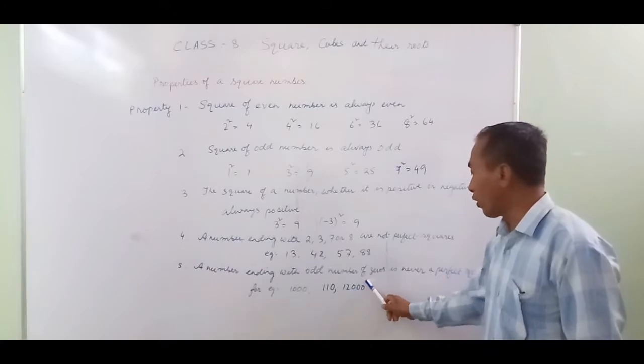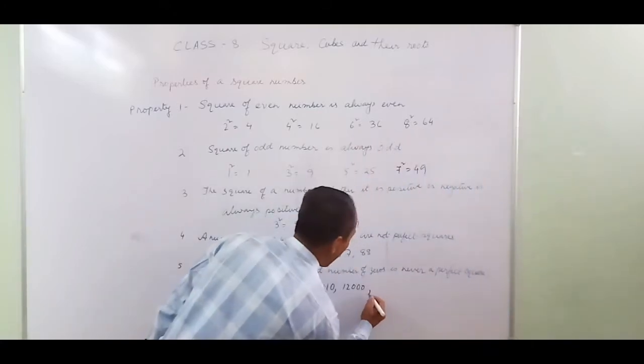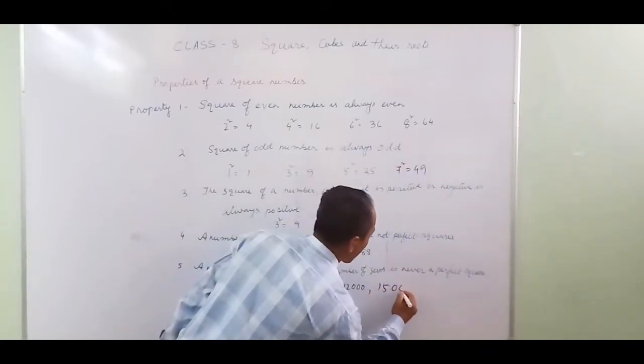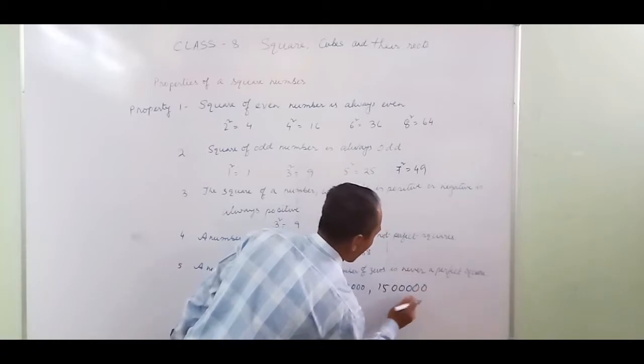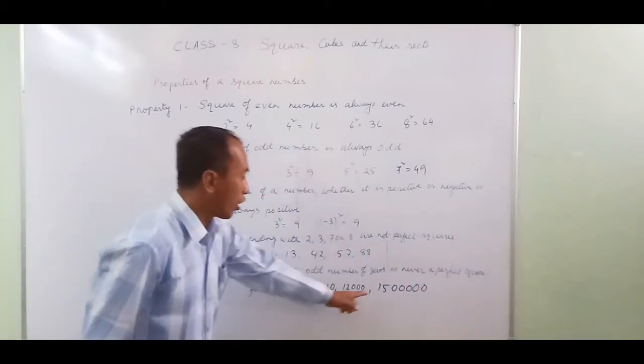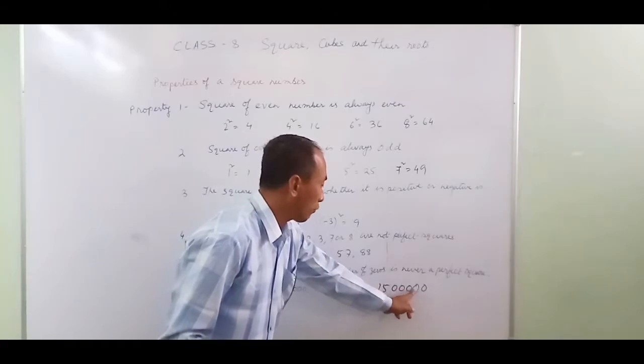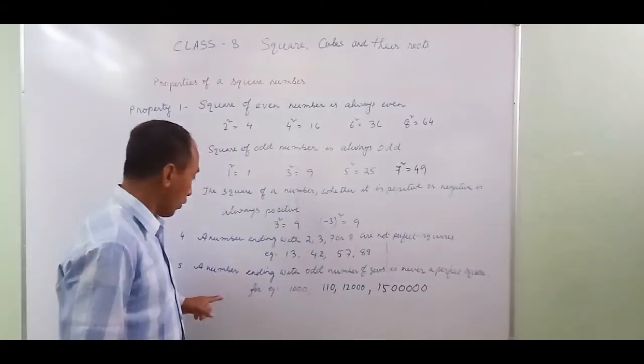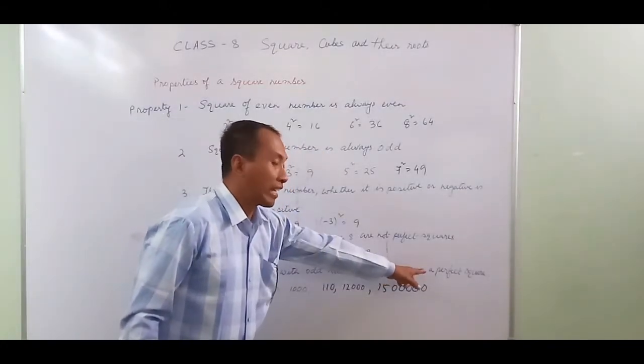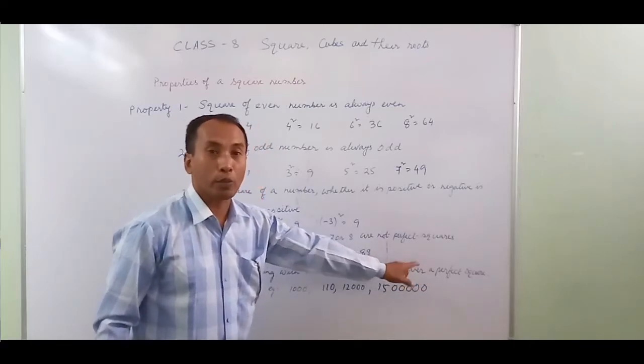Here 30, odd number of zeros. You can take it as 1500000. Here the zeros are odd in number. How many zeros are there? 1, 2, 3, 4, 5, odd number. So all these numbers can never be a perfect square.